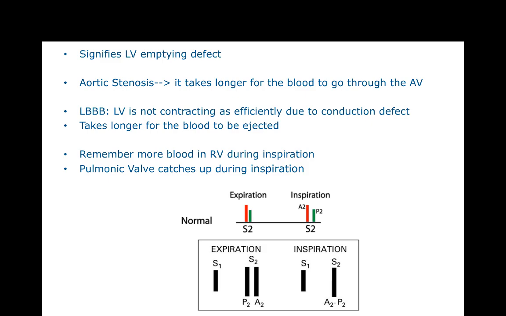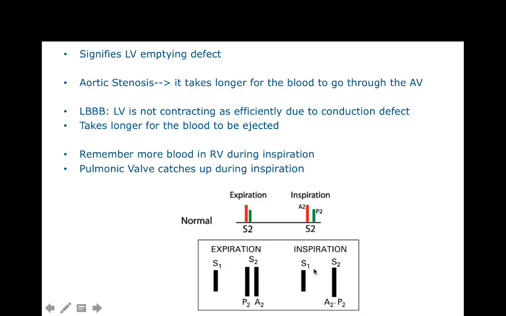Or left bundle branch block. Same idea as right bundle branch block, but your left ventricle conduction has a defect in it, right? So it takes longer for the left ventricle to contract. That means it takes longer for that blood to go through the aorta, right? So the point is, if you take a look at it during expiration, right, your aortic valve closes later, right? Because your pulmonic valve closes at the normal time, but we said the aorta has a defect here, or your left ventricle is not pumping as much blood, so it's just going to take longer for the aortic valve to close.